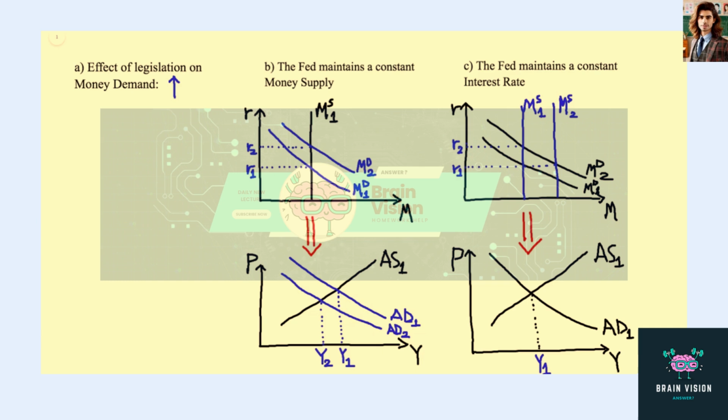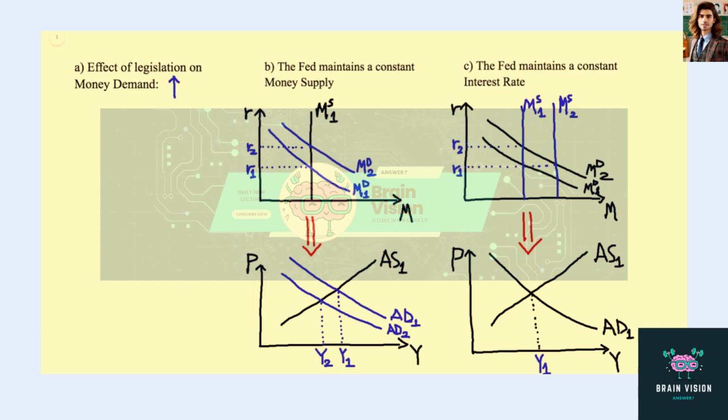All right. Part C of the question says, if the Fed had maintained a constant market interest rate in the face of this change, what change in the money supply would have been necessary? What would have happened to aggregate demand and aggregate output? Now we have the inverse scenario where the central bank tries to maintain the interest rate R1.